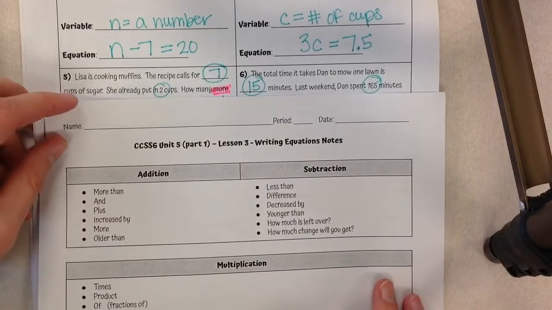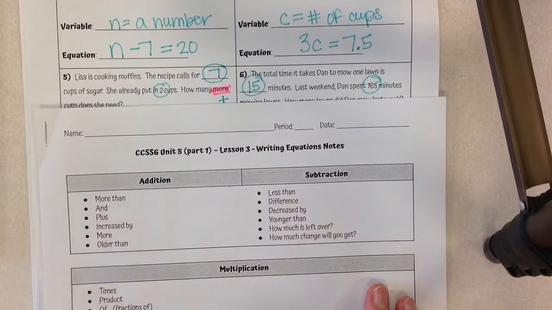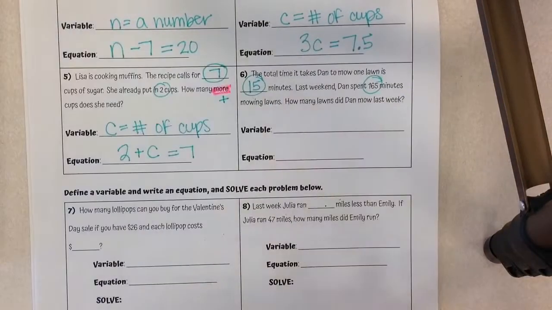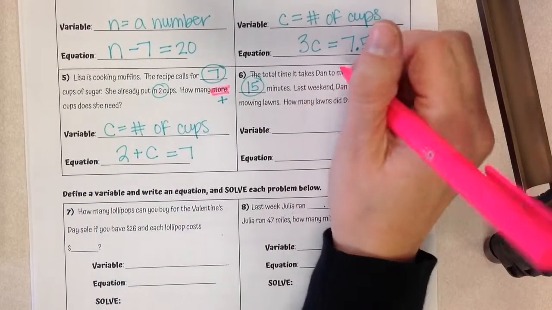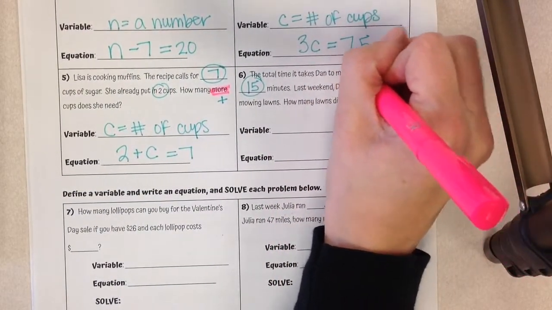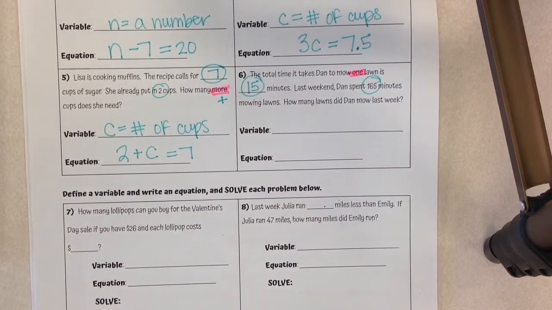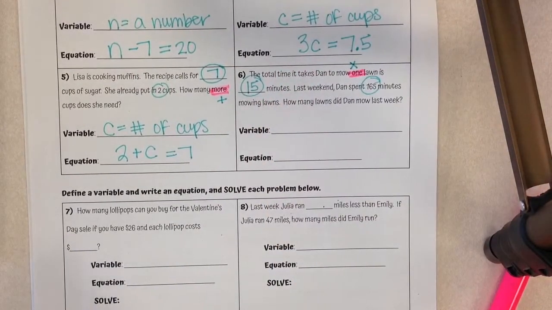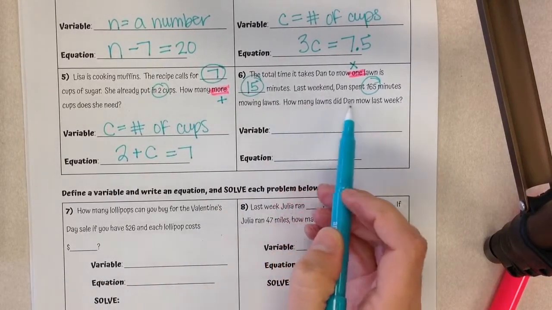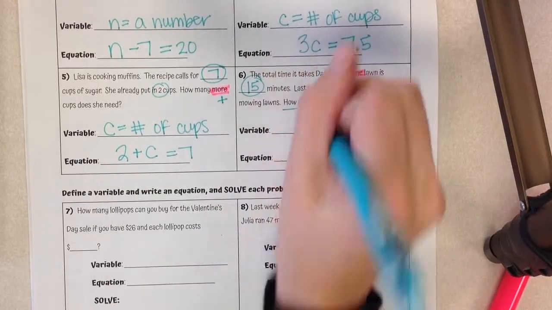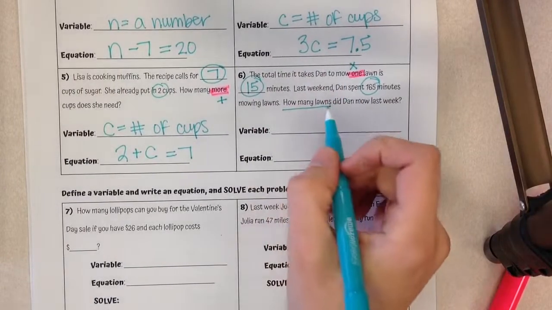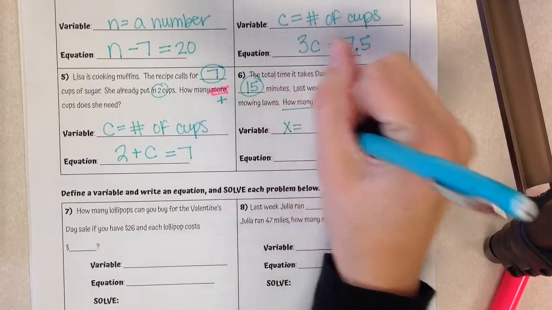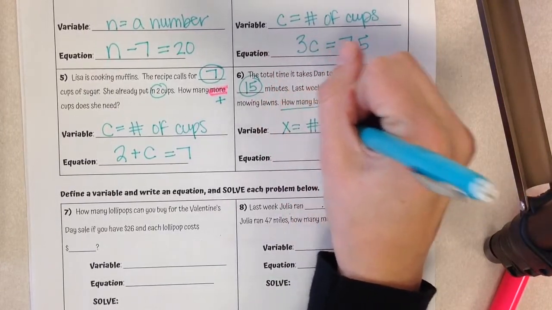So again, I don't see any of these words here. I start looking at the multiplication words. I see the word 1 again. It says it took him this time to mow 1 lawn. So that tells us it is a multiplication problem. And then our unknown, I'm going to look for the question: how many lawns did Dan mow last week? So our unknown is how many lawns. L kind of looks like a 1, so I'm just going to use a generic x for x equals number of lawns.